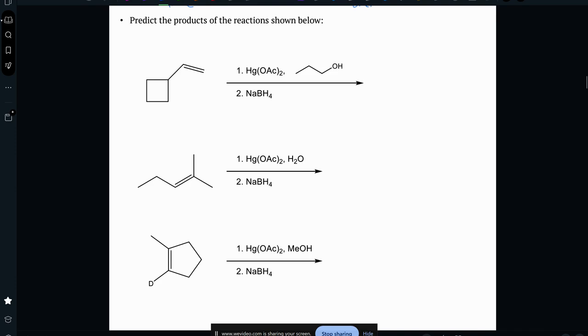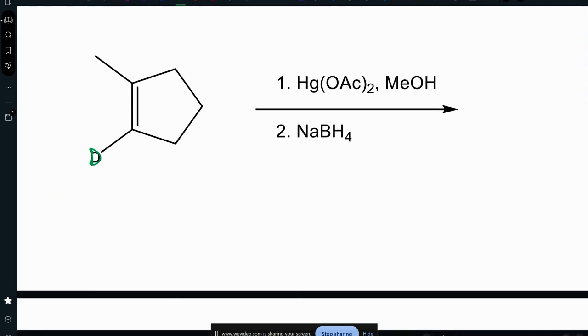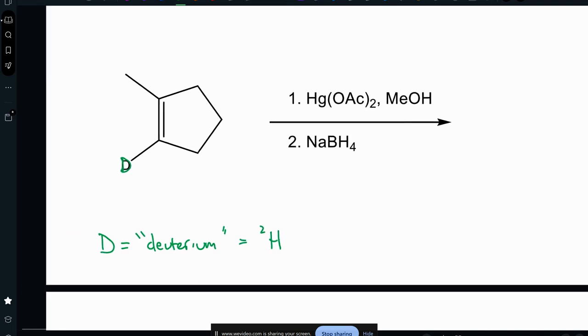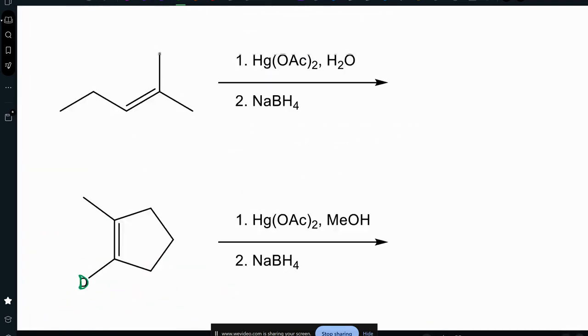One thing I'll point out, because you may or may not have seen this before, but this D down here at the bottom of the page, D is short for deuterium. It's just hydrogen with a neutron in it. It's a way that we can mark a specific hydrogen atom in a molecule. In terms of reactions, it will behave just like hydrogen. So you can just treat it like a hydrogen. I just included it there so that you would have to consider stereochemical considerations.